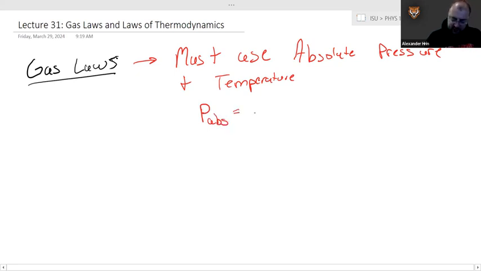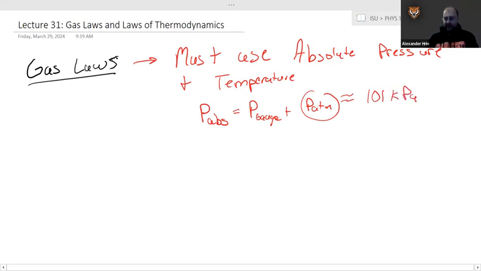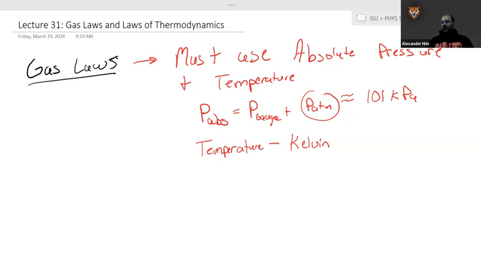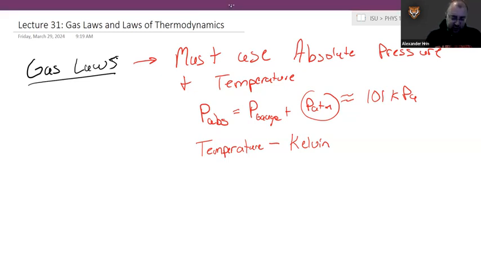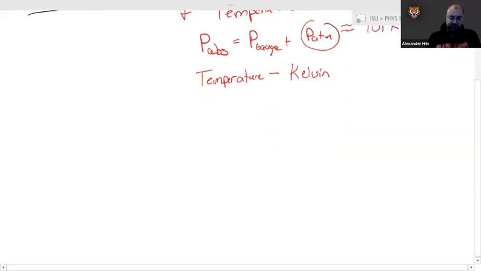Now, what this means is that you have to have P absolute. So P absolute, as a reminder, that's your P gauge plus P atmospheric. Now, P atmospheric is approximately 101 kilopascals. That will be a sufficient number of significant figures. And then you also want your temperature in Kelvin. Sometimes you'll be given gauge, sometimes you'll be given absolute, but you will almost always be given temperatures in Celsius. You have to convert those to Kelvin in order for any of these gas laws to work. Okay. So that's a non-negotiable thing about how this goes. But in any event, let's jump into those gas laws.